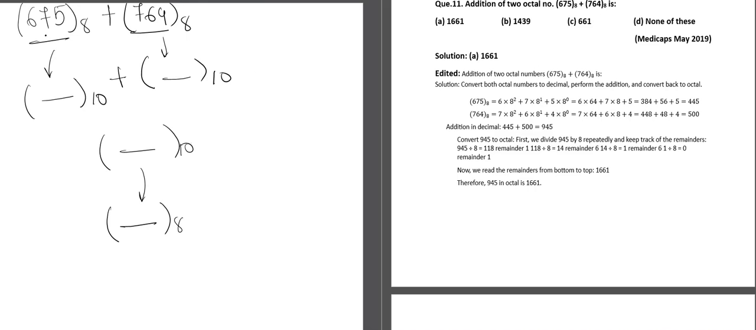For converting 675 into its decimal equivalent, we need to multiply each of the digits in the octal number with its positional weight. By positional weights, I mean, suppose this is 675. The bit at the absolute right hand side is the least significant bit, and the bit at the absolute left hand side is the most significant bit. So the positional weights will start like this.